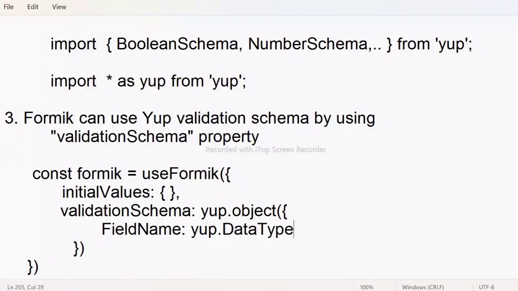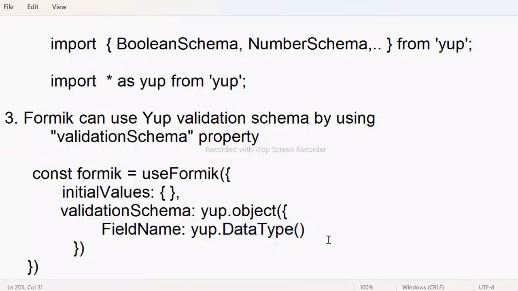Now Yup is going to get your field name and it will fix that field name with this data type. That means this field cannot accept any other data. If you say number, it will be number. If you say string, it will be string. It will not allow anything else.